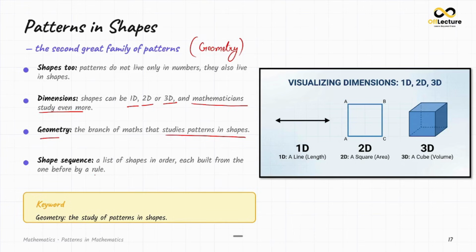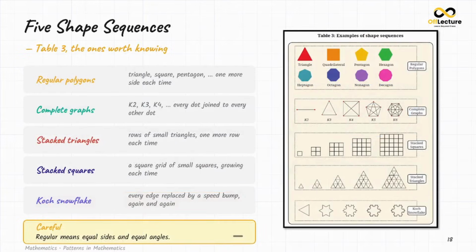And what is a shape sequence? A list of shapes in order, each built from the one before by a rule. Okay. So the study of pattern in numbers is number theory, and the study of pattern in shapes is geometry. Okay. So we have 5 shape sequences available with us.